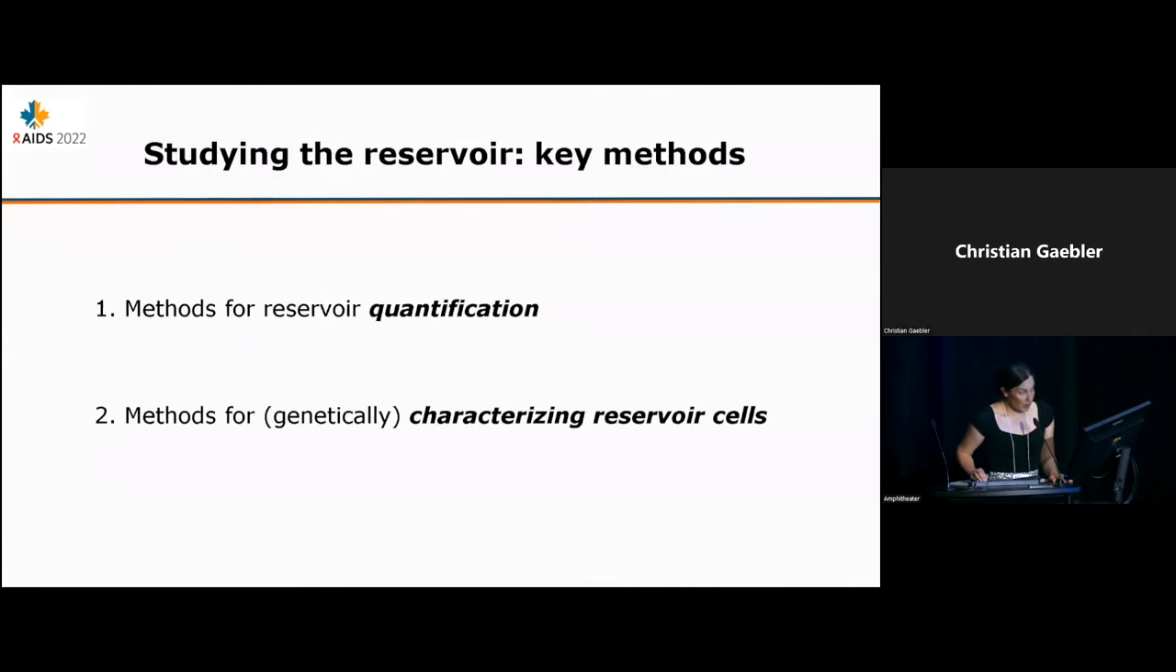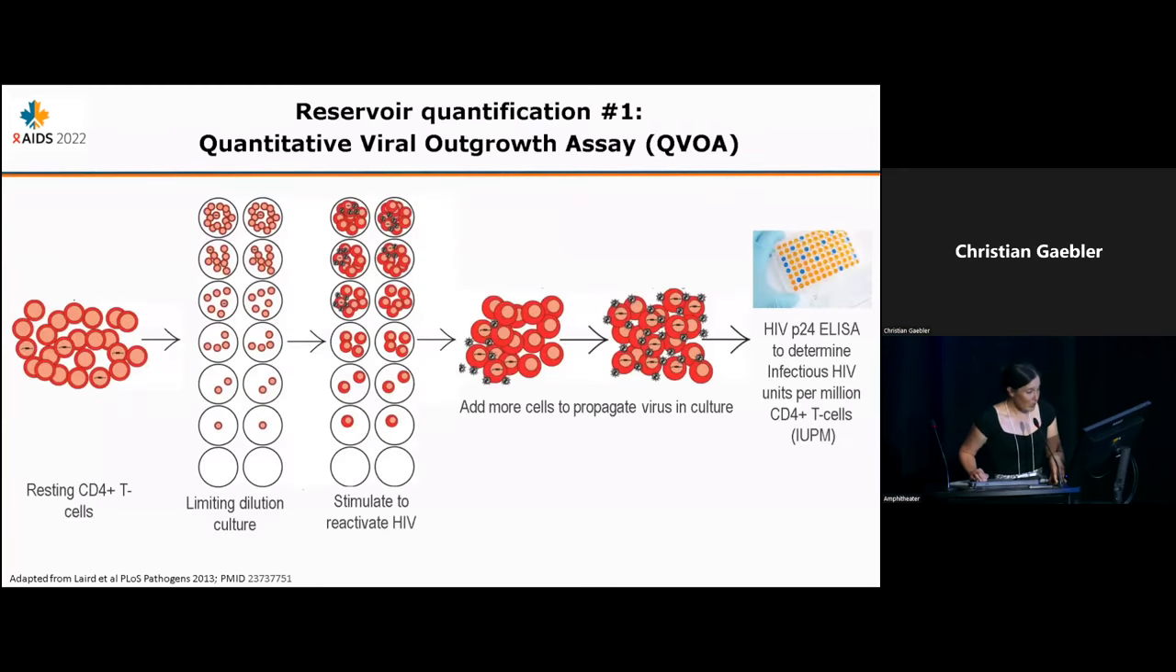Okay, for the next 4 minutes or so, I want to talk about key methods for studying the reservoir, starting with methods for reservoir quantification, and after that, methods for characterizing reservoir cells. So the first and historic assay for quantifying the reservoir is called the quantitative viral outgrowth assay, or the QVOA.